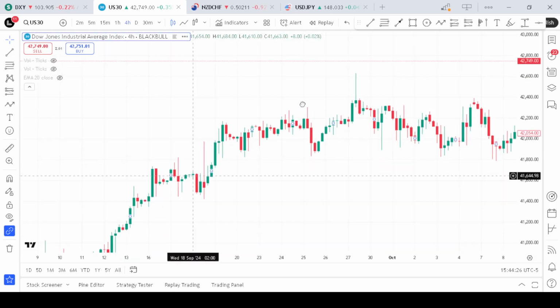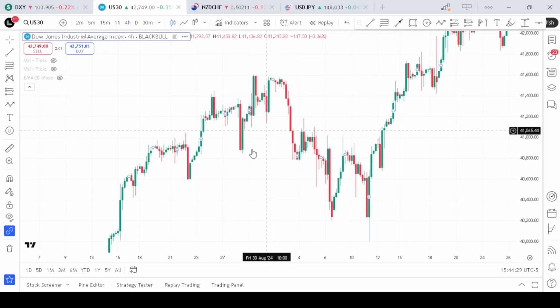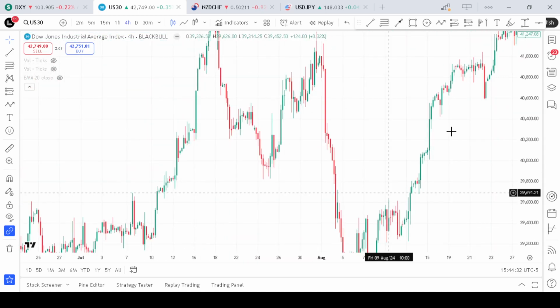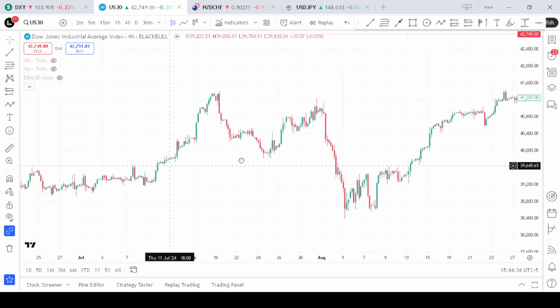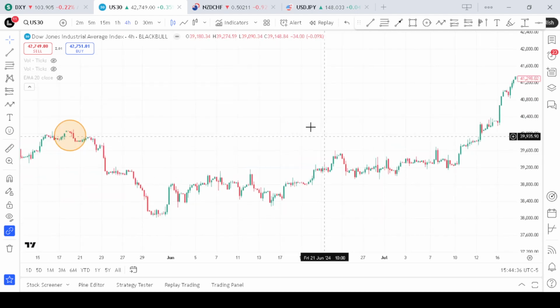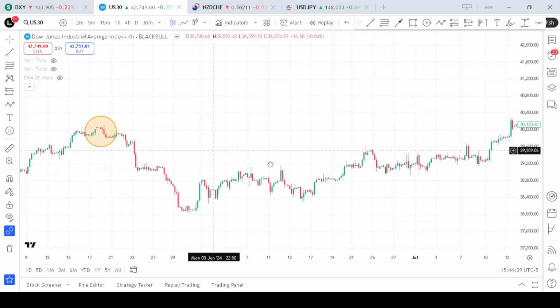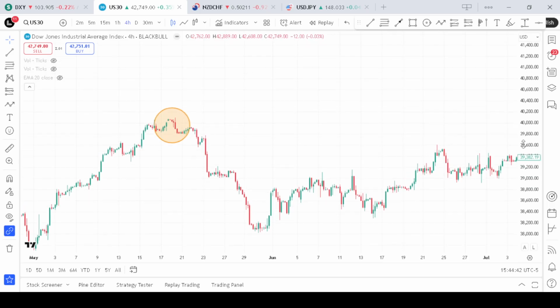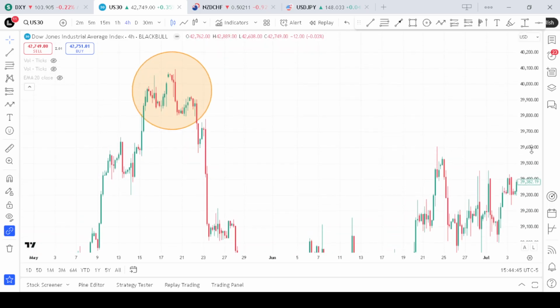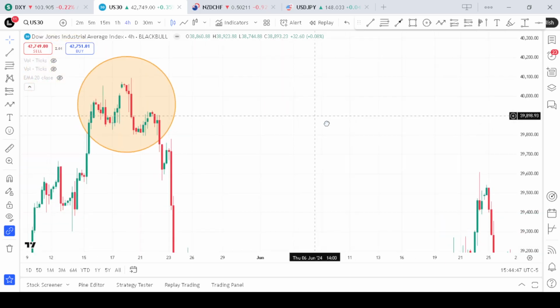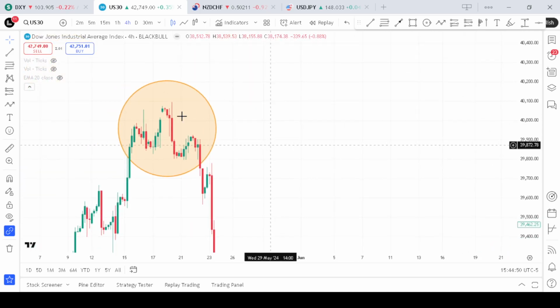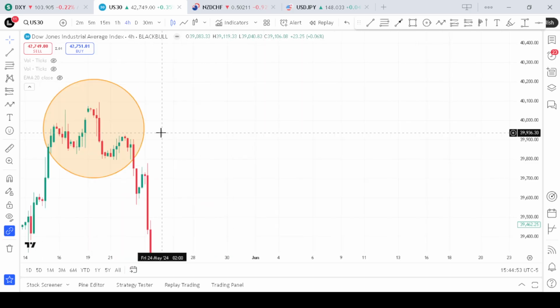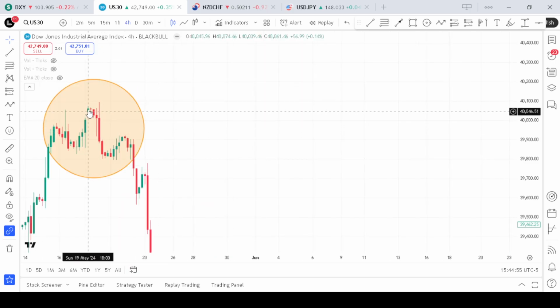Let's see if we can spot another pattern to make it easier for us to understand the concept of the upside gap two-crow candle. This is another pattern I can see. Even if this is not that complete, we can see price gapped and pushed in the bearish direction. No, this is not a good example. Let's look for a better example.